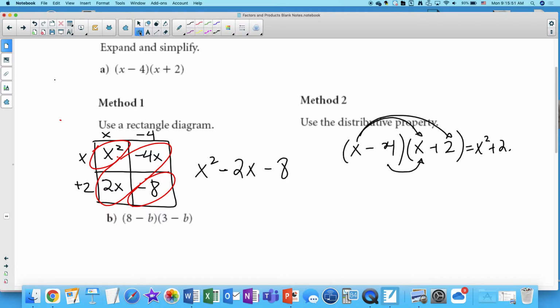And then negative 4 times 2 is minus 8. Okay, so all together, when I collect like terms, x squared minus 2x minus 8. How many people have seen this sort of distribution before?